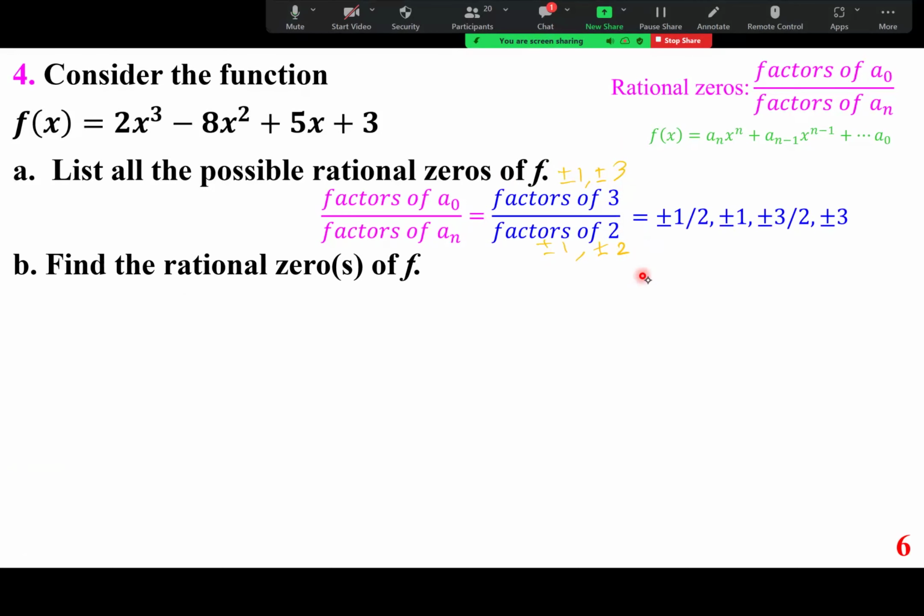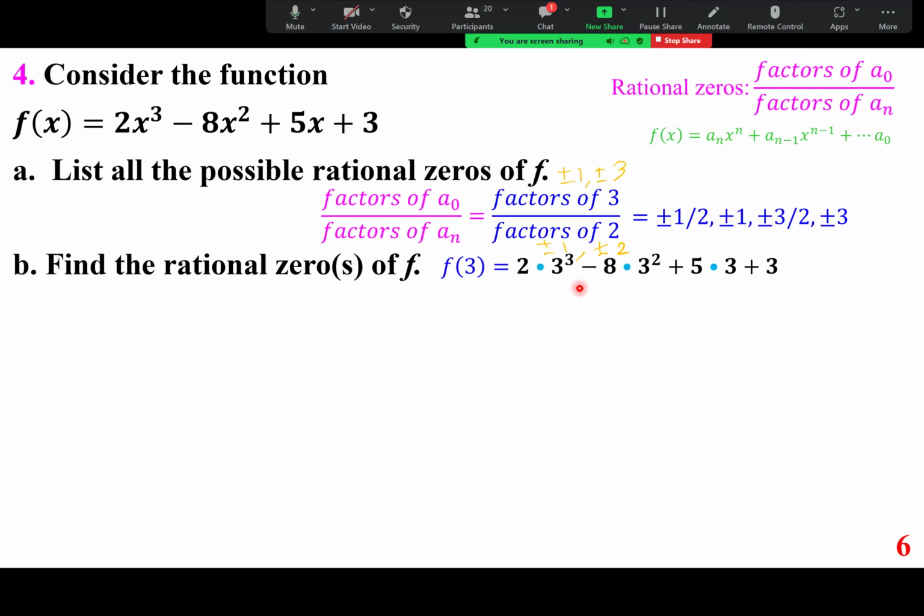Now, find the rational zeros. You have to check, meaning we go with the factor theorem, we plug in negative 1/2, positive 1/2, negative 1, positive 1, and so on and so forth. And you can go with the easy numbers first. Don't do the fractions, plus minus 1, plus minus 3. So it does take a little bit of time. But what happens when you plug in 3?